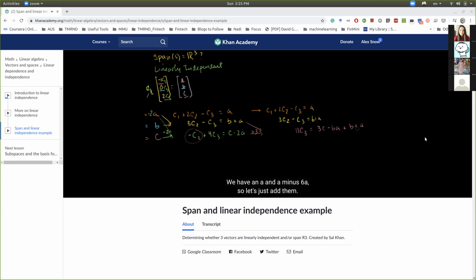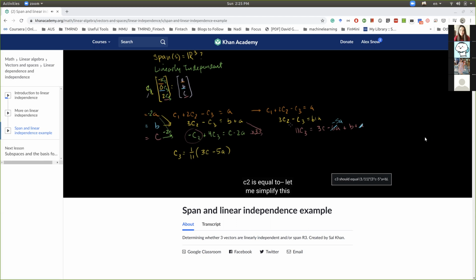So we have an A and a minus 6A, so let's just add them. So let's get rid of that A, and then this becomes minus 5A. And then if we divide both sides of this equation by 11, what do we get? C3 is equal to 1 over 11 times 3C minus 5A. So you give me any A or C, and I'll already tell you what C3 is. Now, what is C2?